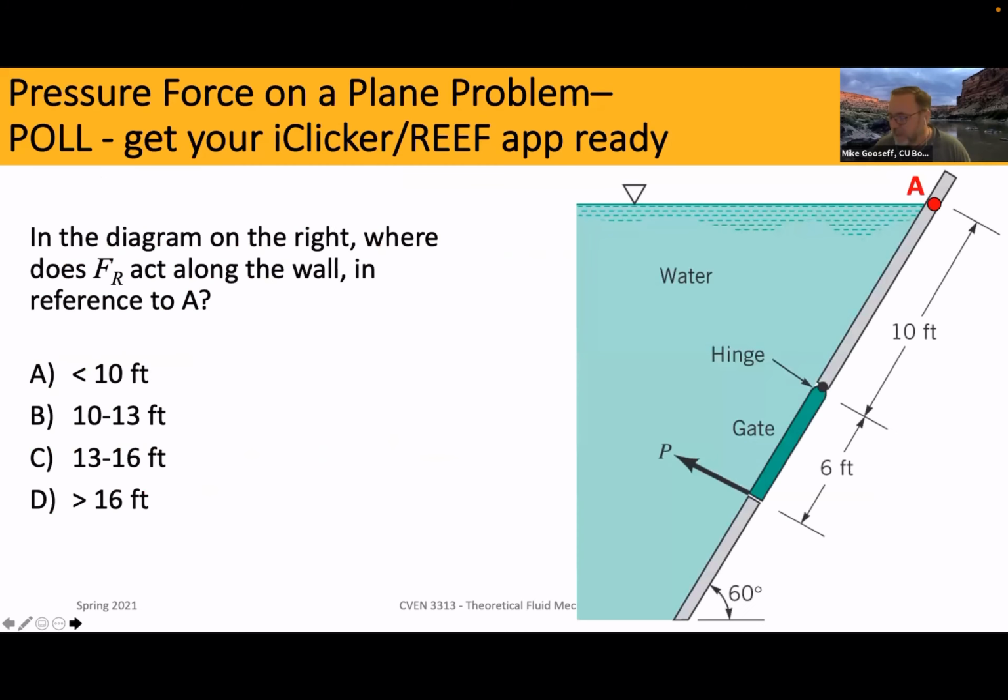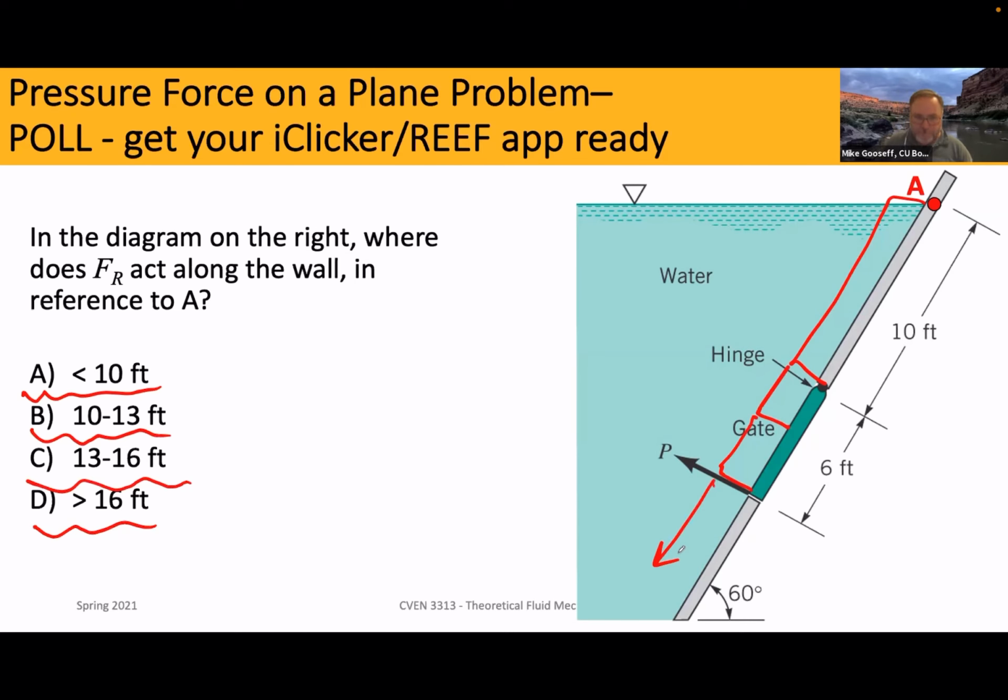Okay. So the last question I have is another quicker question. We won't do it because we're after 5 and people have probably dropped off. But the question is, in this diagram on the right, where does FR act along the wall compared to point A? So I just put A at the top. Answer A asks, does it act within this range? B is saying, does it act within this range? C is asking, does it act in this range? And D is basically asking if it acts somewhere down here.